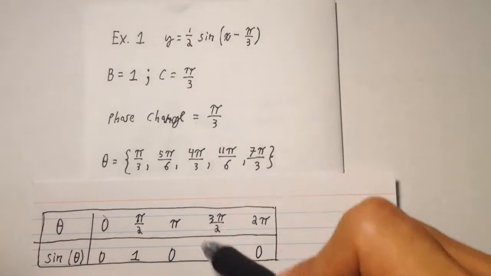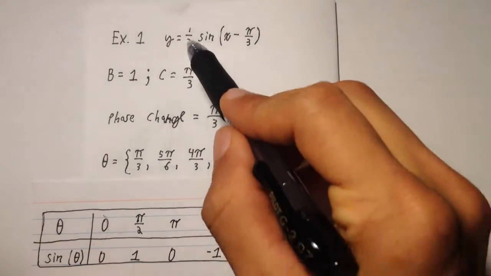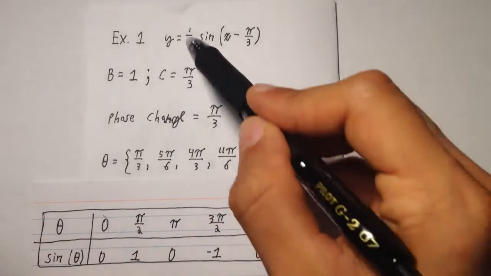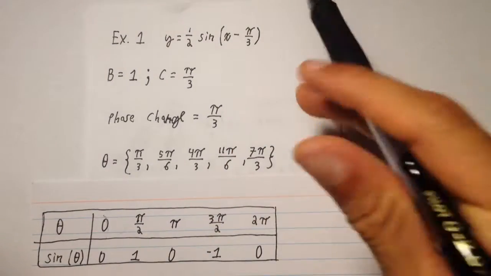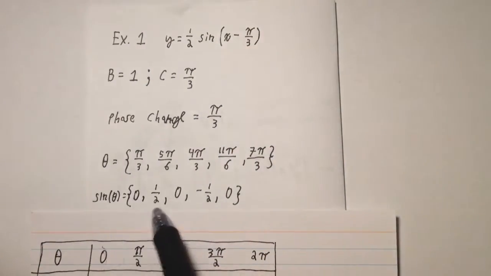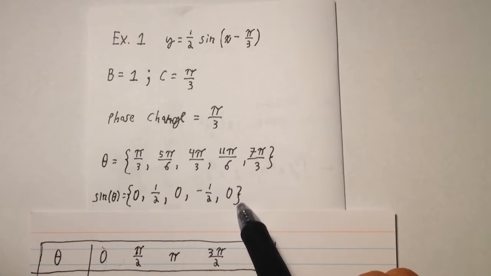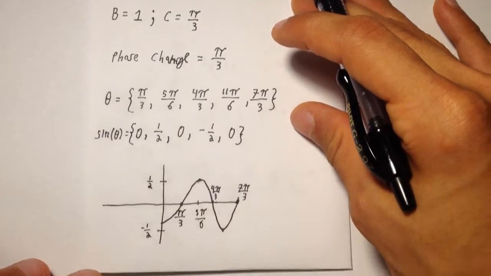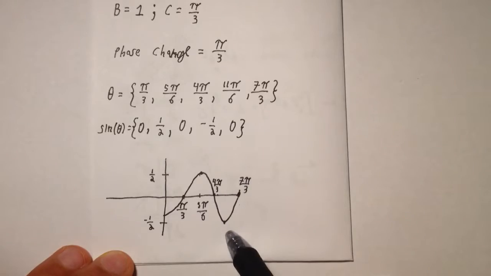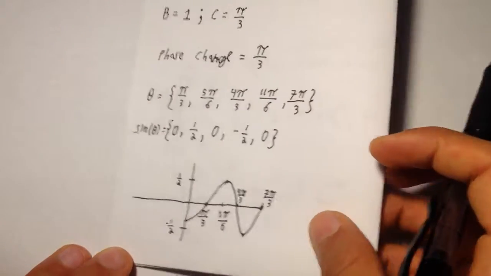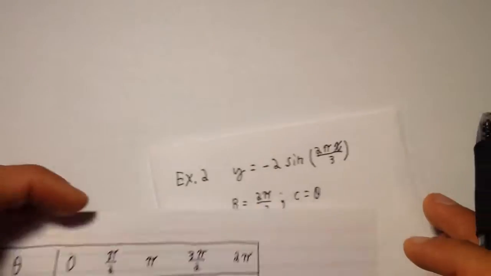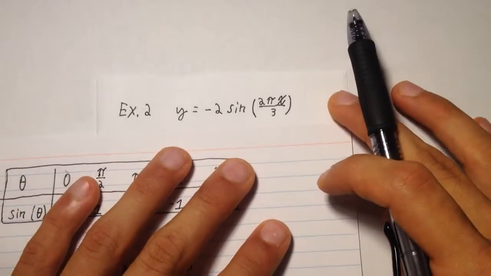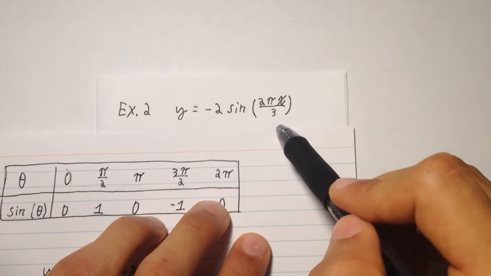Now to get my output, my height of my graph, I'm going to multiply this coefficient by all the typical y values. So 1/2 times 0 is still 0. 1/2 times 1 is 1/2. You get the idea. These are my new updated y coordinates. So when I graph them, I should get something that looks roughly like this, more or less, but you get the idea.